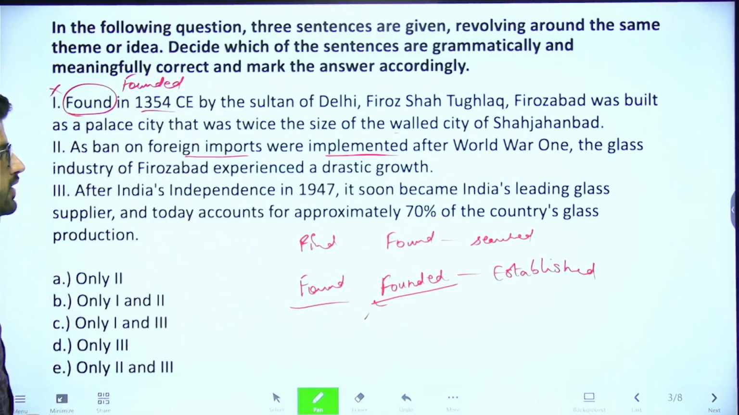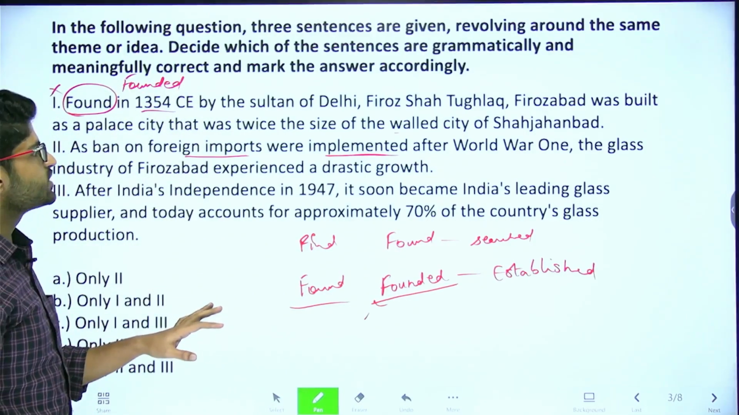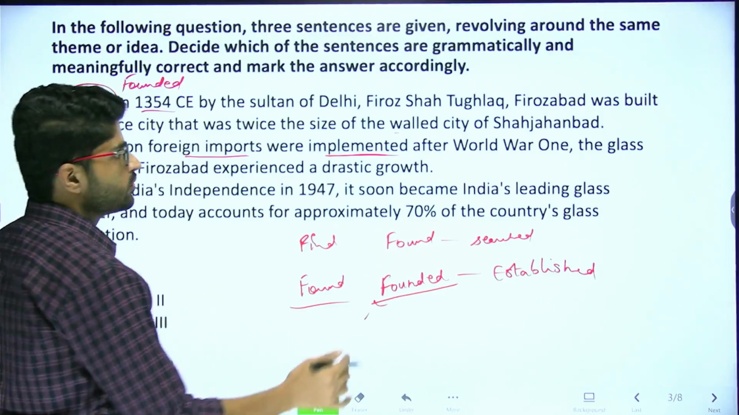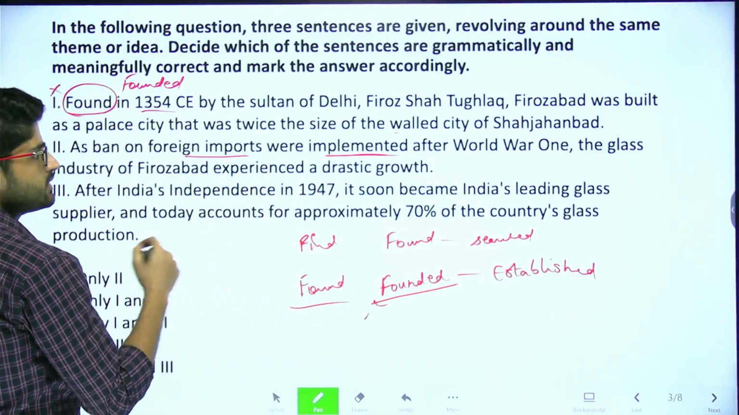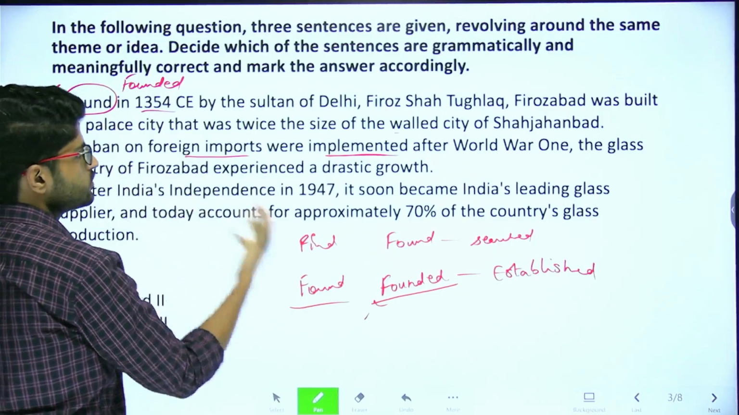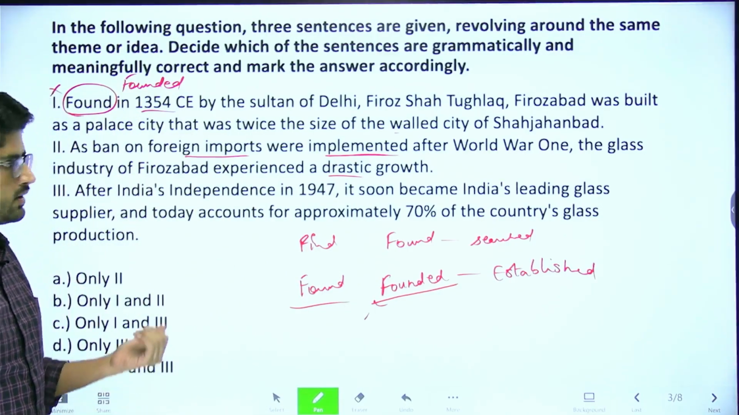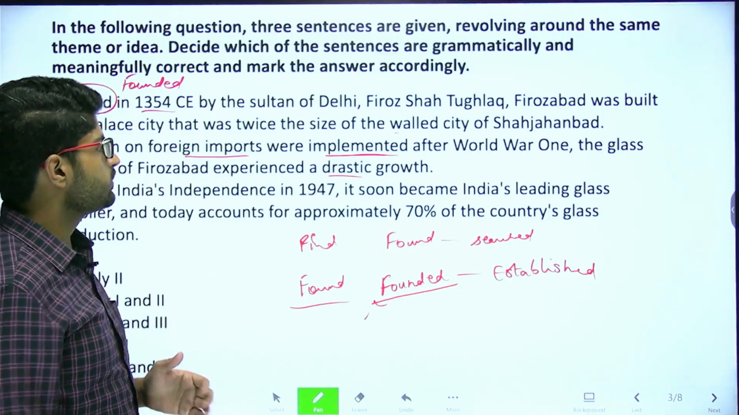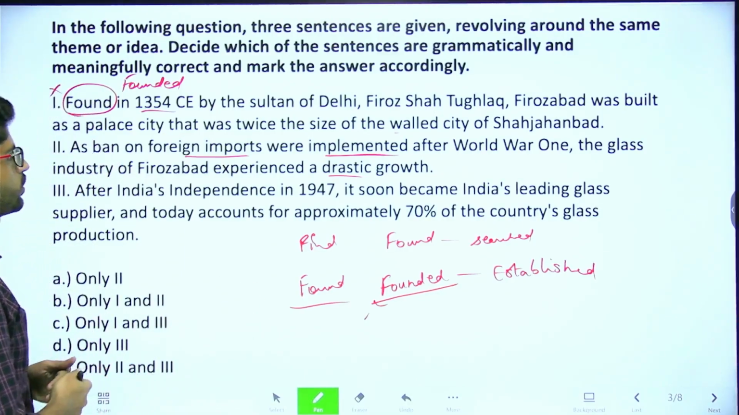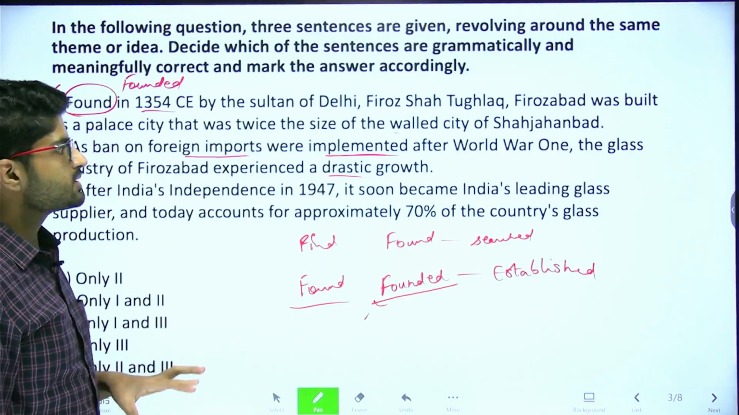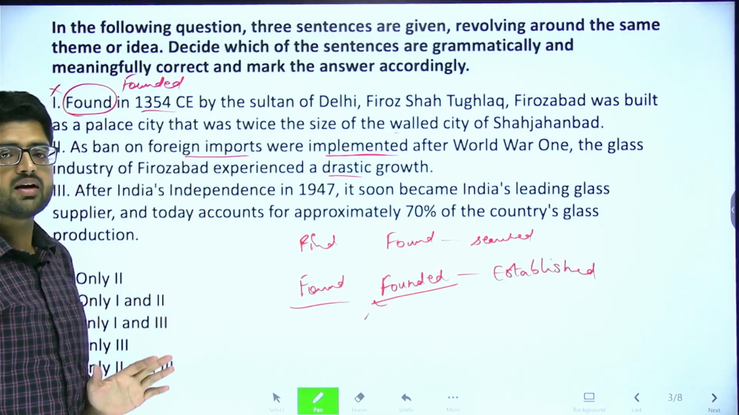उससे क्या इफेक्ट हुआ? The glass industry of Firozabad experienced drastic growth. तो उन इम्पोर्ट्स पे बैन की वजह से जो ग्लास इंडस्ट्री थी उसमें बहुत ज़्यादा ग्रोथ हुई. Drastic means extreme growth. So because of those bans, Firozabad में की industry बहुत ज़्यादा तेज़ी से ग्रो करने लगी. अब यहाँ पे, is this sentence grammatically correct?